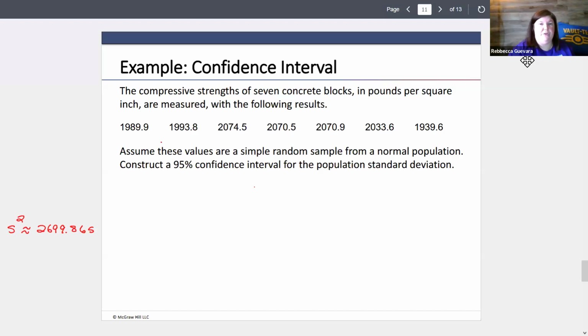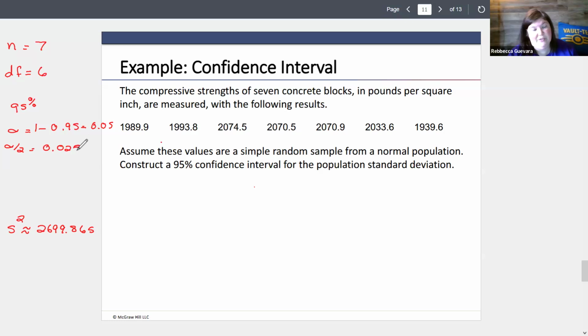Okay, so before we do anything more, we also need to have those chi-squared scores. So we have a sample size of 1, 2, 3, 4, 5, 6, 7. So my sample size is 7, which means my degrees of freedom are 6. Now we're doing a 95% confidence interval, so alpha is going to be 1 minus 0.95, which is 0.05. So alpha divided by 2 is 0.025.